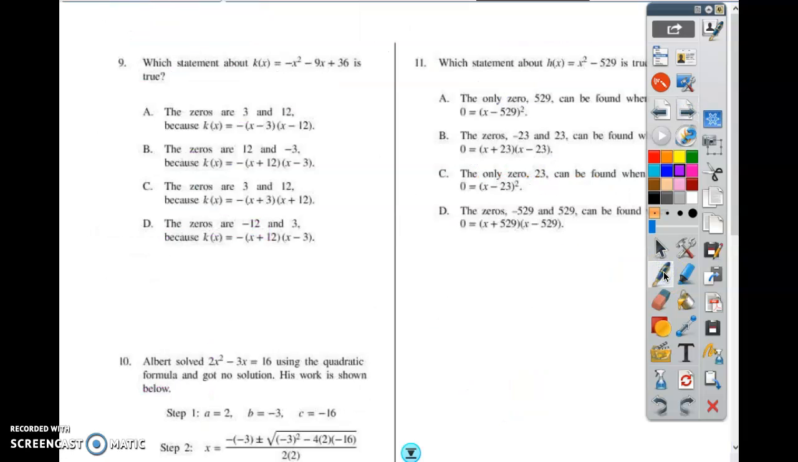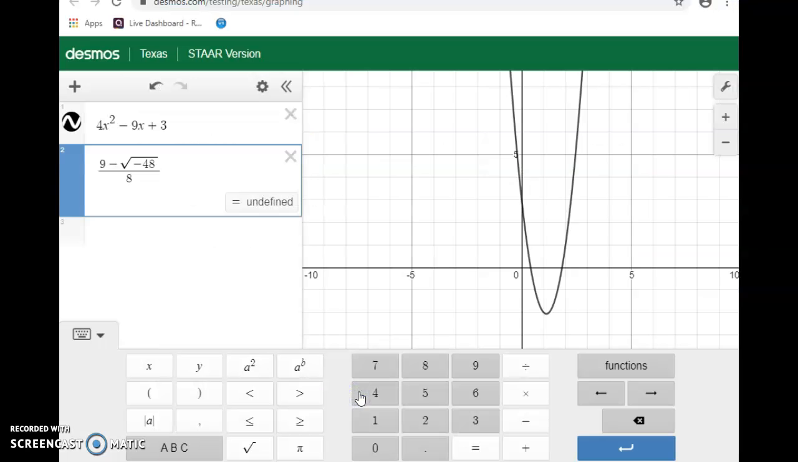All right, problem 9 and 11 are the same. So I'm going to do one, you do the other one. It says, which statement about this equation is true? So they're asking you for the zeros and the factors. Once you find the zeros, you can eliminate some and then figure out what the factors are. So I'm going to type this in Desmos, as should you. Everybody's typing it in Desmos right now.